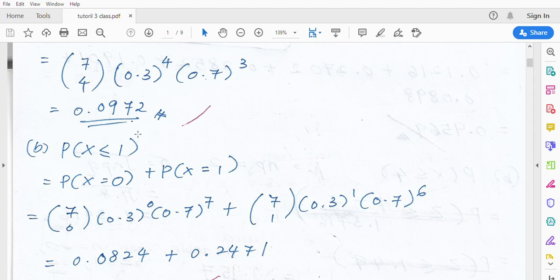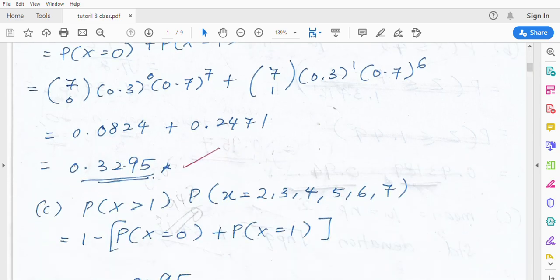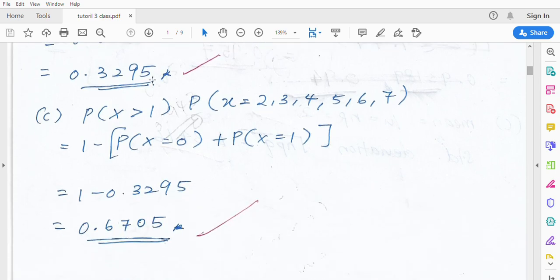Then question B, find the probability of x less than or equal to 1. This means we have to find the probability of x equals 0 plus the probability of x equals 1, since it is less than or equal to. We use the same formula and we will get the answer 0.3295.